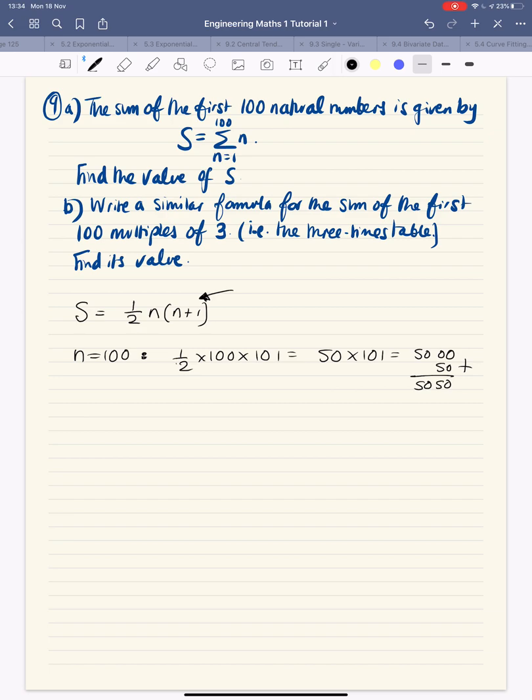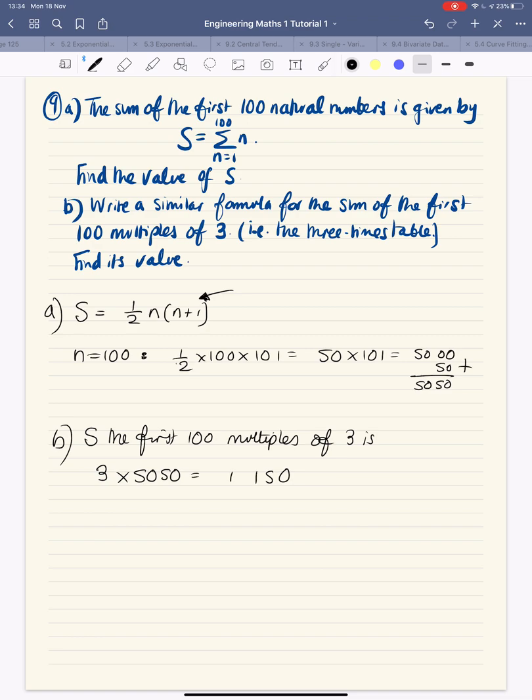A similar formula, that's A. B. Sum of the first 100 multiples of 3. So that means we do the sum of the first 100 multiples of 3 is 3 times 5050, which is 0, 3 5s are 15, 15,150. Just check that: 5050 times 3. 0, 15, 1, 15. Okay.